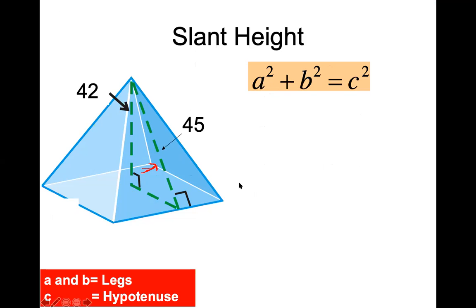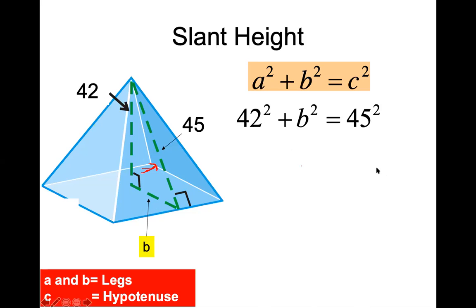I can say, what is the length of the unknown side of the green triangle? Or I could say, what is one of the lengths of the base of the pyramid here? And I'll show you both of those answers here. So 42 is one leg. The other leg is unknown. We'll call it b squared. So 42 squared plus b squared equals 45 squared. So that's my setup. Boy, do I need a calculator now.